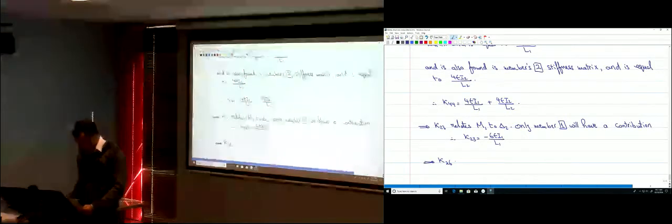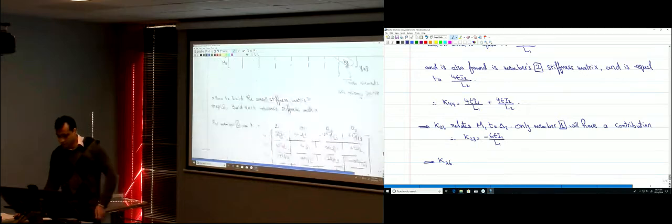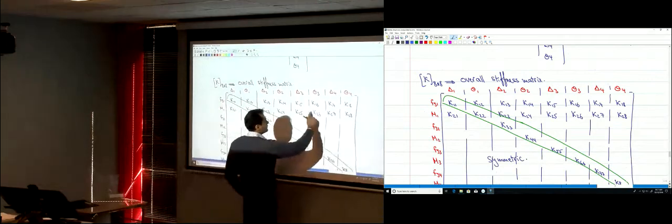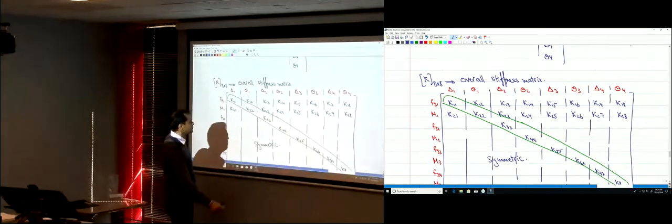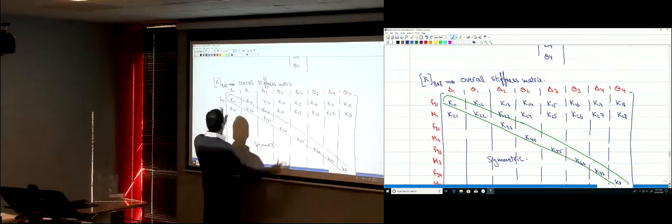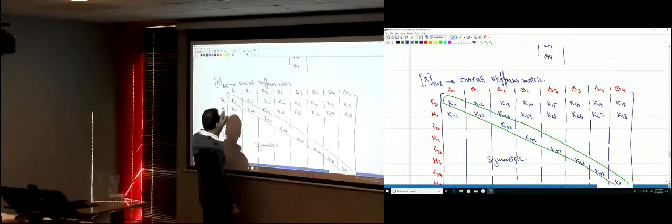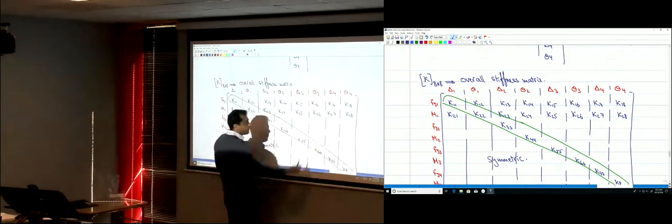K26. Let's see here. Where's K26? And it's equal to K62, by the way, right? Symmetric. K26 relates what? It relates M1 to delta 3. It's the force at M1 due to a unit displacement at theta 3. Okay? M1 to theta 3.